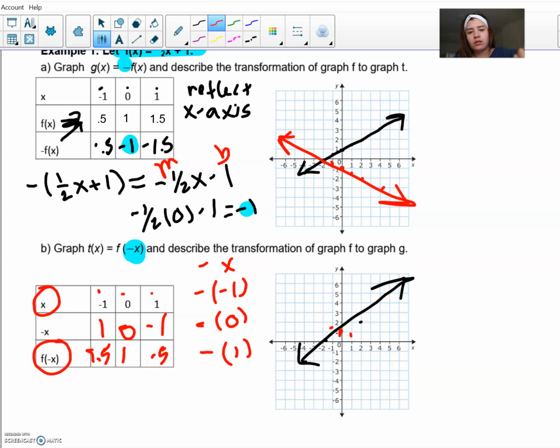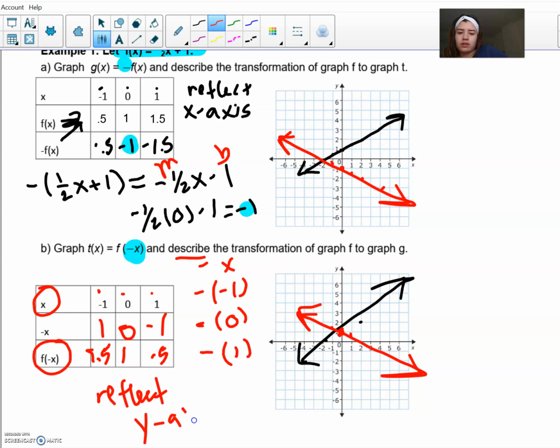And we are drawing our line. See, you can tell it reflects over the y-axis because of the y-intercept being the same. And if we're describing, we're saying reflect on y-axis.